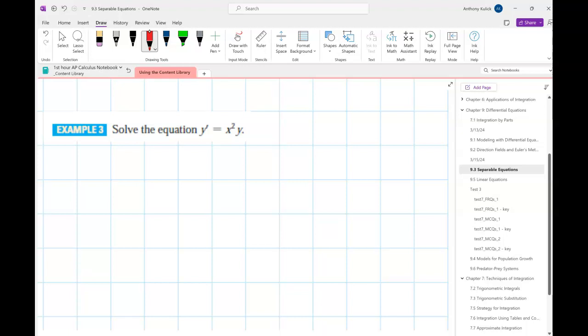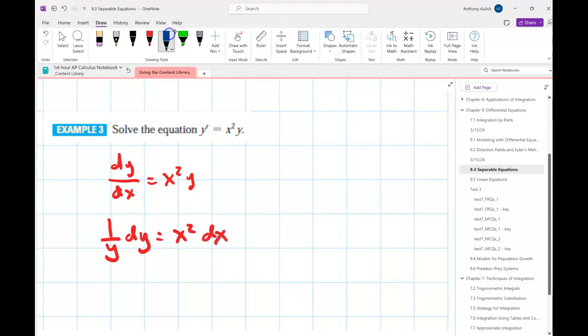All right, so let's say we have the equation y prime equals x squared y. I'm rewriting y prime as dy/dx immediately. So I divide both sides by y and multiply both sides by dx. And we integrate both sides.